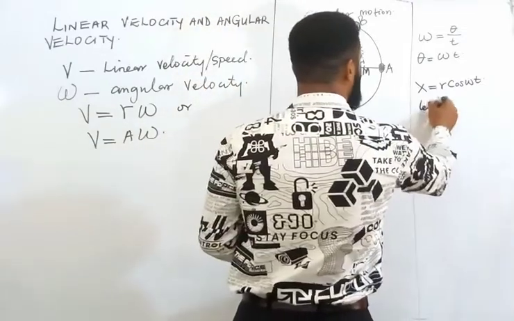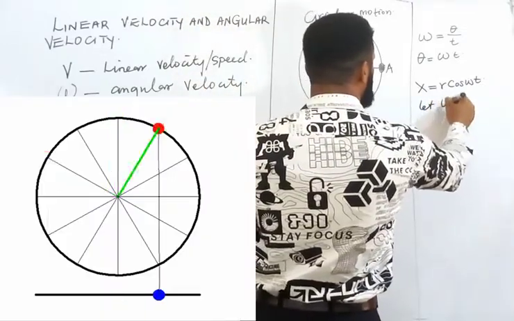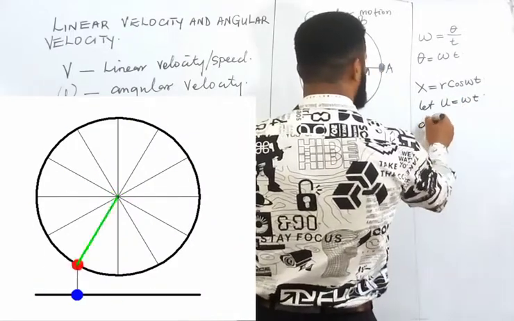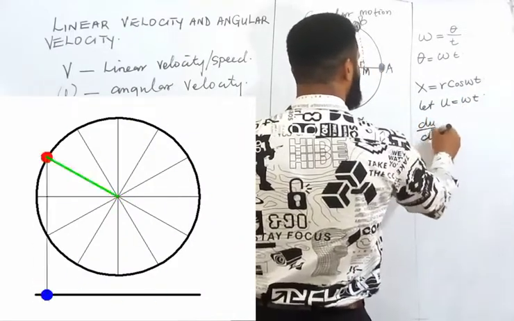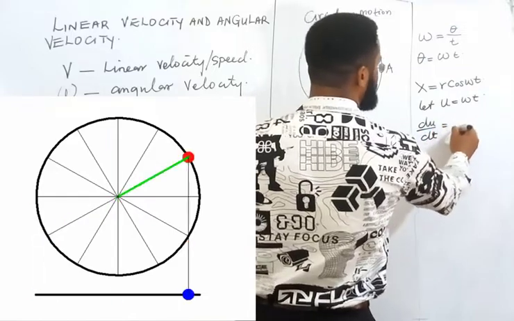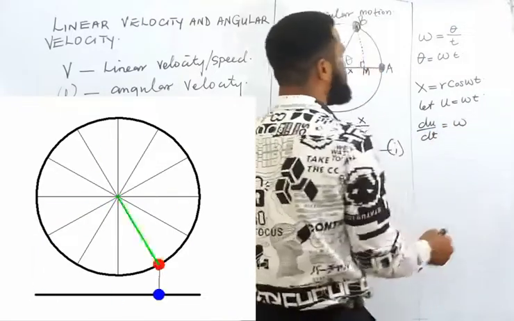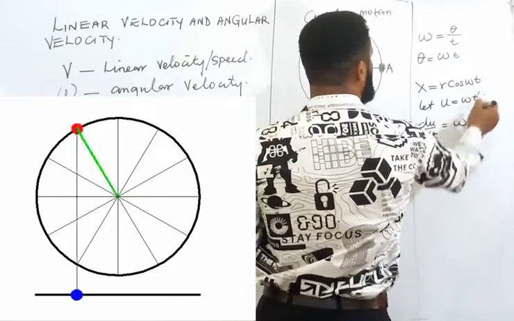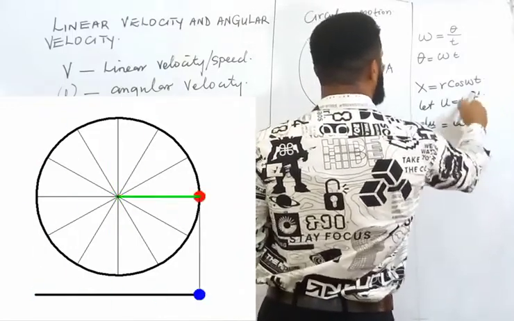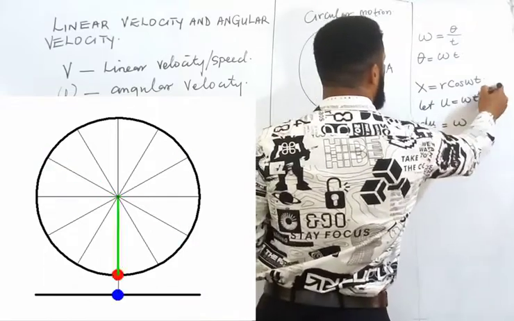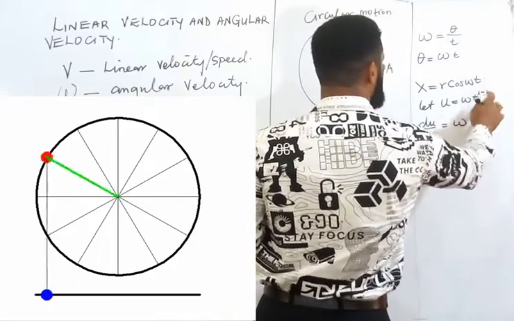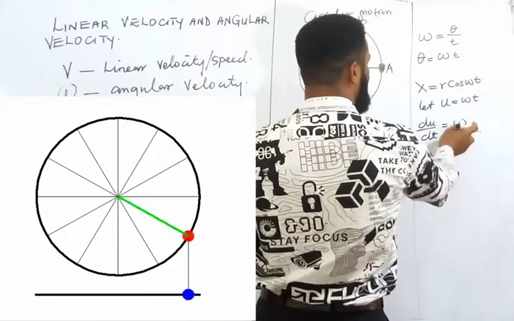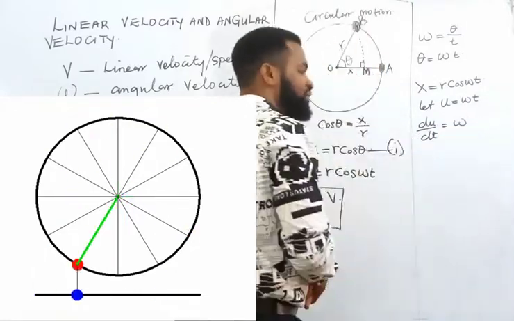Now, I'm going to say let u equal to omega t. So du with respect to t is going to be equal to omega, because deriving t, there is a power of 1 here. 1 times omega is omega, and 1 minus 1 is 0. Anything raised to the power 0 is 1. So that is why I left off with this.